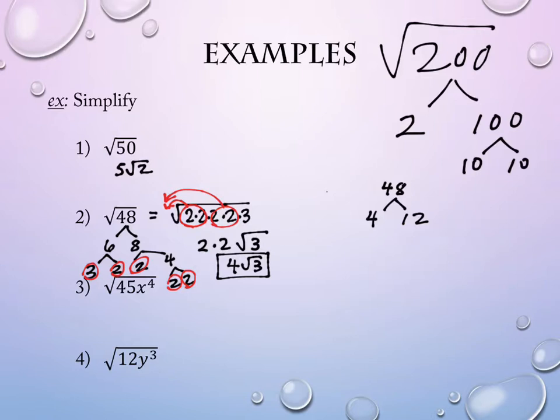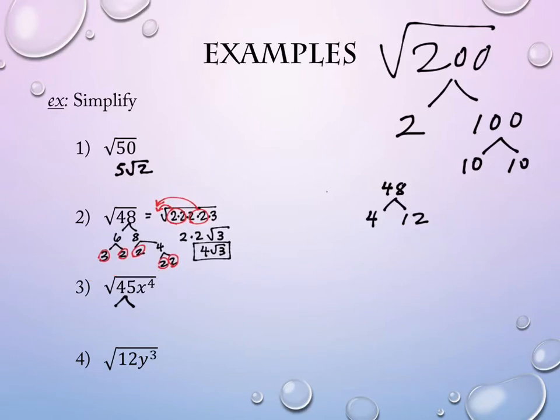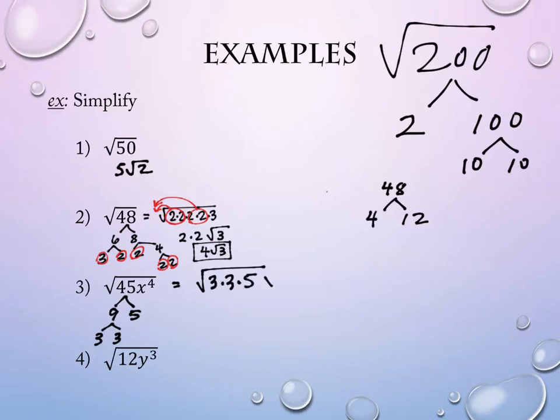Let's try with 45 now. So how will 45 break down? I realize that there's an x to the 4th there. We'll have to talk about that separately. 9 and 5. All right, so I'm just going to make this a little bit smaller. All right, good. 9 and 5 looks good. 5's prime, so can't do it any further, but 9 is 3 and 3. Okay, so underneath here, the numerical part is now 3 times 3 times 5. And what I actually have is I have 4 x's, like that, right? That's what x to the 4th means.